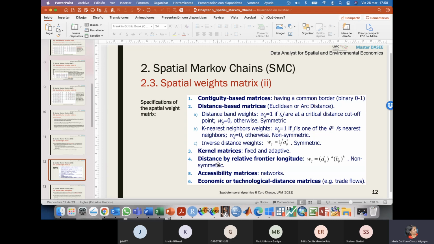The geographers like to use this kind of neighbors that are based on frontiers. The frontier longitude: sometimes if you are analyzing a kind of natural phenomenon, like, I don't know, pollution or whatever, it is not the same having a very long frontier longitude as only a very short frontier longitude. In terms of, I don't know, a pandemic.